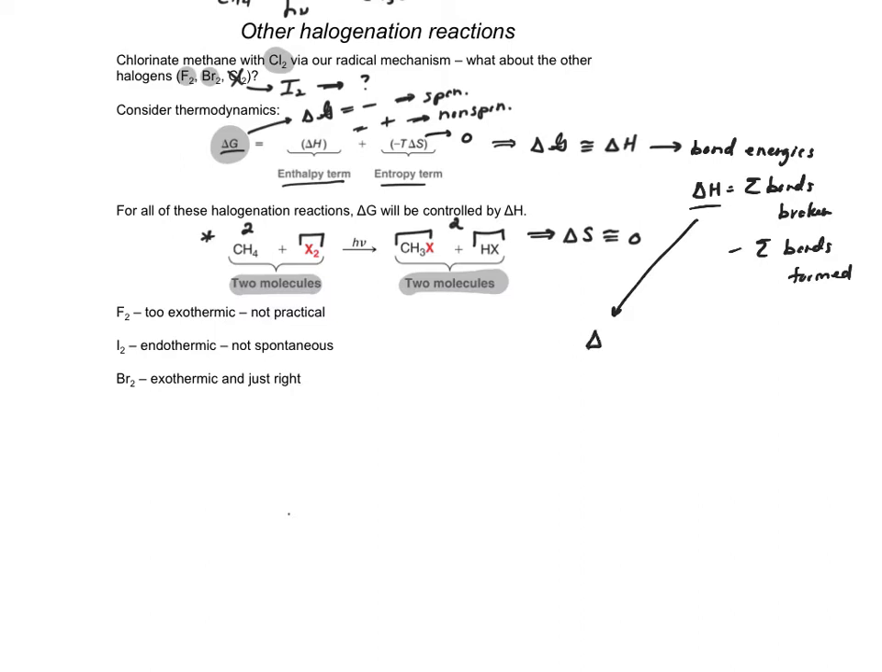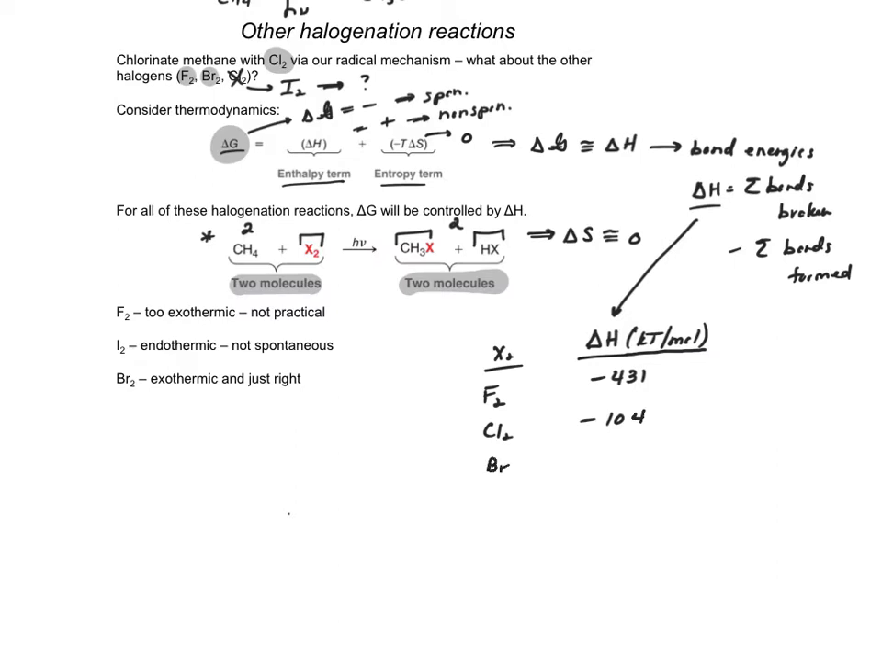So delta H depends on the halogen that we're using in this reaction, right? If the halogen is fluorine, we find that the enthalpy for this reaction ends up being very large and negative. This ends up being minus 431 kilojoules per mole. If the halogen is chlorine, it's still negative, so it's still exothermic, but it's not as negative. I think this ends up being minus 100 kilojoules per mole, if I remember correctly. 104, 103, pardon me.